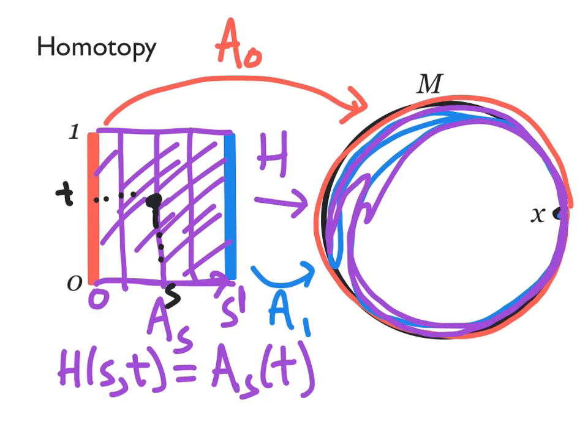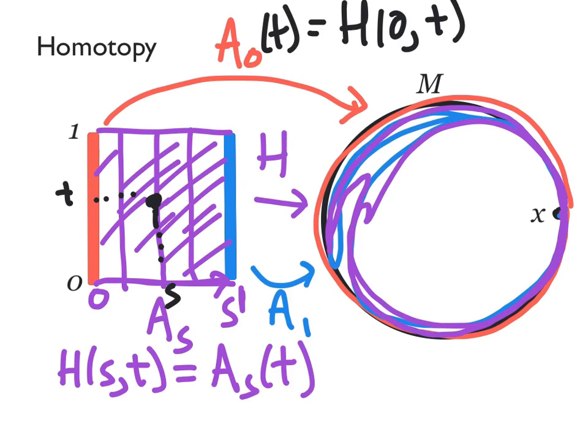There are going to be some conditions, but those conditions are kind of implicit in this picture. So let me just say what they are. First of all, along this red edge here, that is the edge s equals 0, the path h of 0, t should agree with the path a of 0. So let's write something. A of 0 of t, sorry for the switching colour, is going to be h of 0, t.